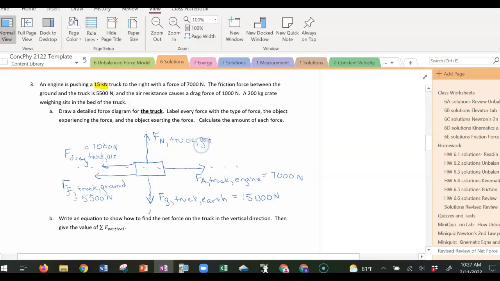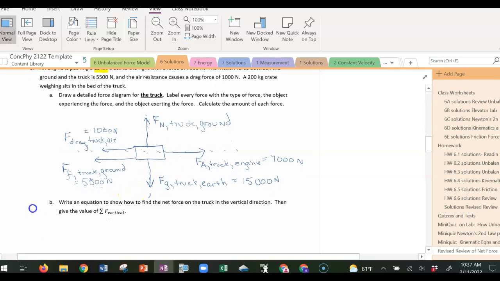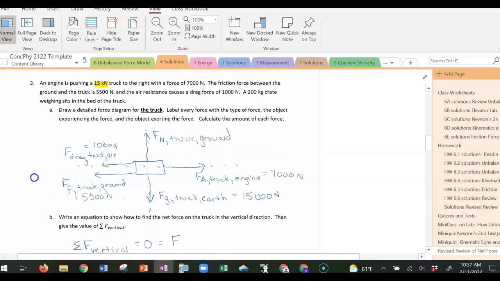Because the truck is not moving vertically, it's not levitating, it's not sinking into the ground, the net force in the vertical direction should be 0, because there's no motion in that vertical direction, and that should equal, oh, wait a minute, I have left something out. Let me go back. What I've said is correct, but I left out the fact that there is a 200 kilogram crate sitting in the back of the truck.